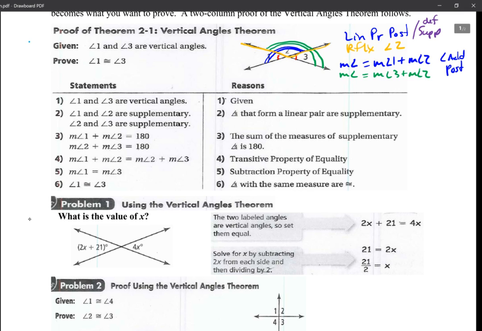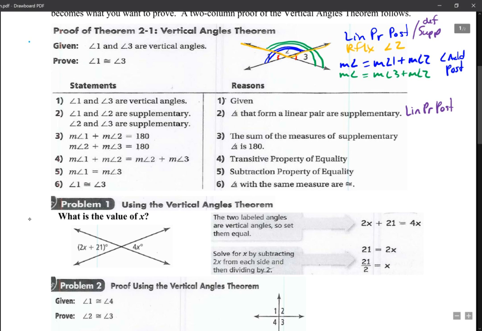So let's take a look at how we put all this together. So angle 1 and angle 3 are vertical angles. That's given. And then I know that angle 1 and angle 2 are supplementary, and angle 2 and angle 3 are supplementary. And where does that come from? This is just our linear pair postulate. You can write it out if you want to. Angles that form a linear pair are supplementary, or you can just call it the linear pair postulate.